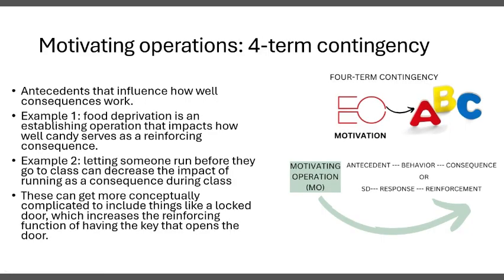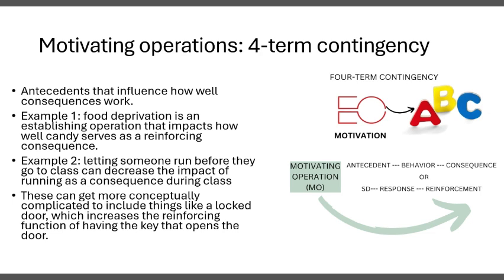And then we sometimes talk about this in terms of an additional term, a four-term contingency. And we talk about motivating operations. What we mean by that is these are antecedent things that influence how well things are going to function as consequences. So, as an example, food deprivation. If you've been eating a bunch of candy, and then someone tries to get you to do something to receive candy, you're maybe less likely to do it because you're not hungry. But if you've been deprived of candy for a while, the consequences of receiving candy might become much more reinforcing to you temporarily. So that food deprivation serves as a motivating operation to enhance the consequences of receiving candy.